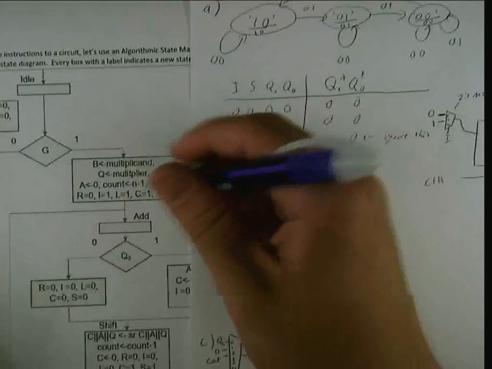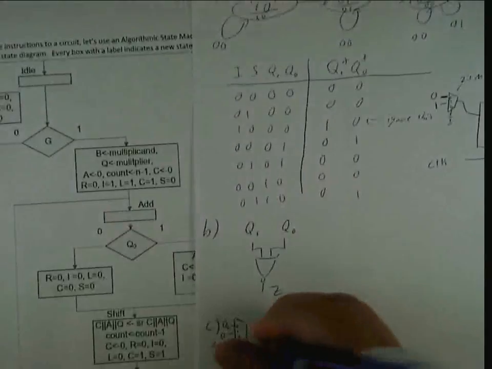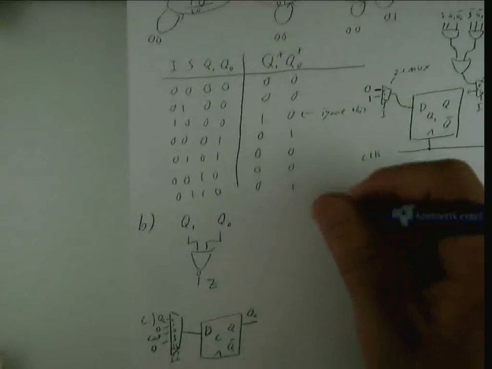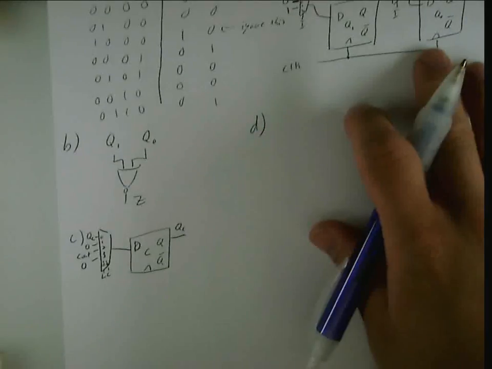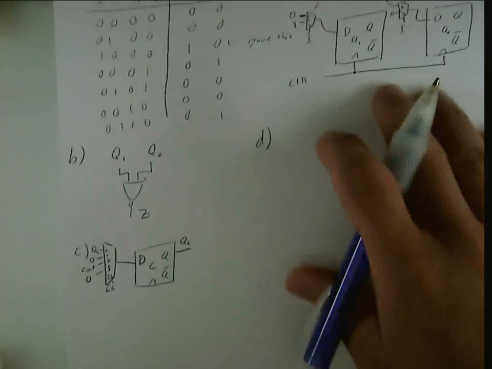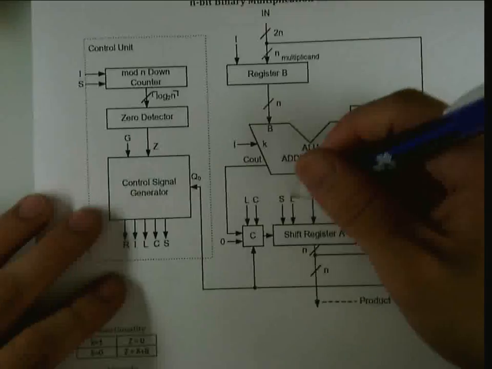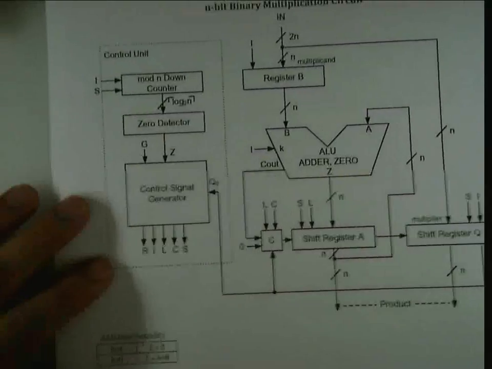Times C is 1, so we have C is 1, L is 1, we still want to clear C. So that's done. So that's register C. And now for D, we can just do the exact same thing. We basically have, if I can get my circuit out here, two inputs, S and L. And why not just make that a mux again?